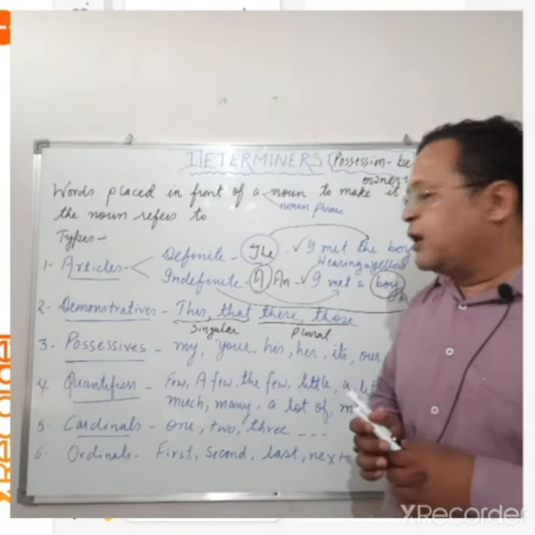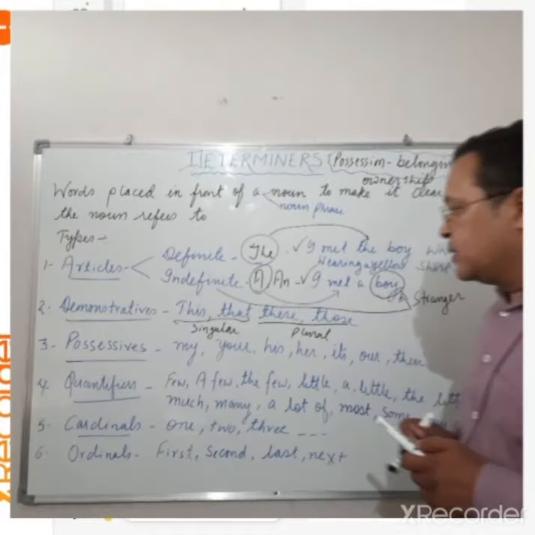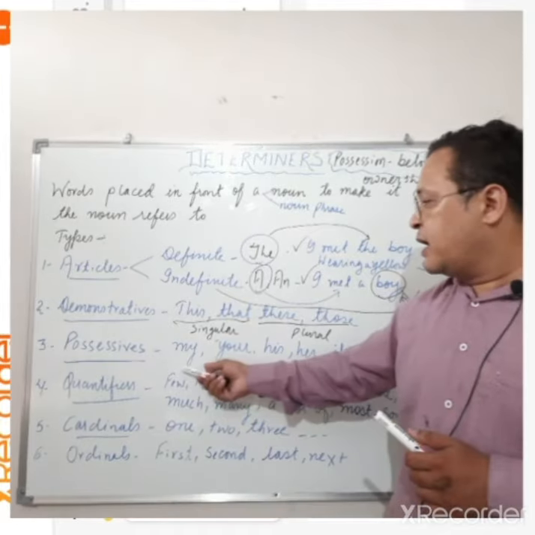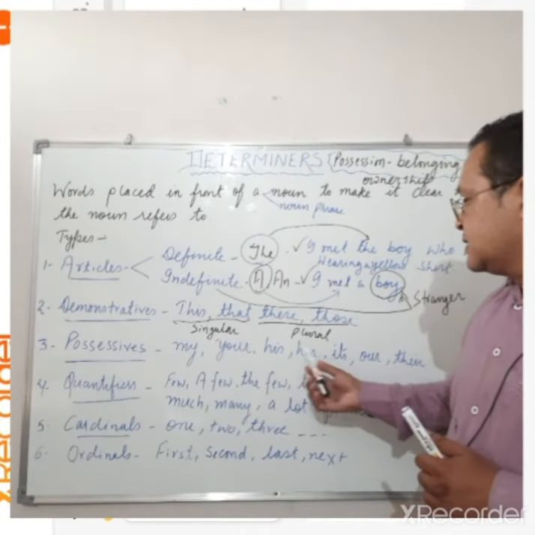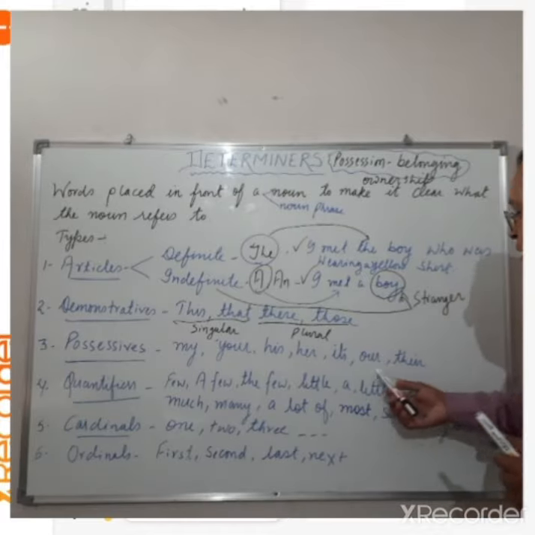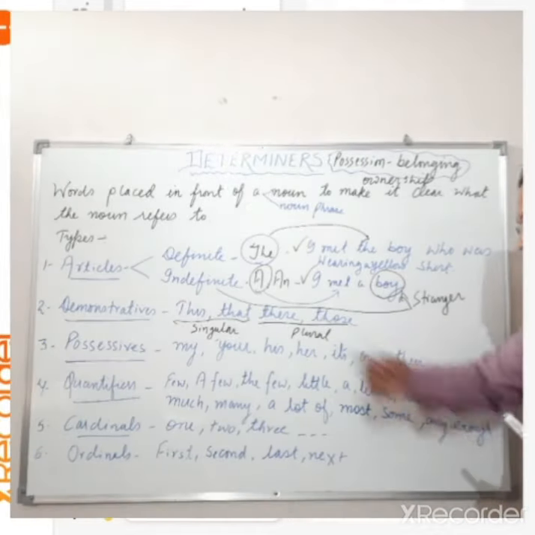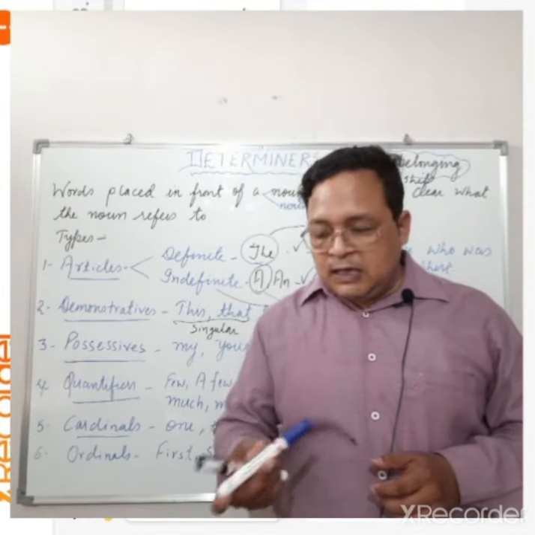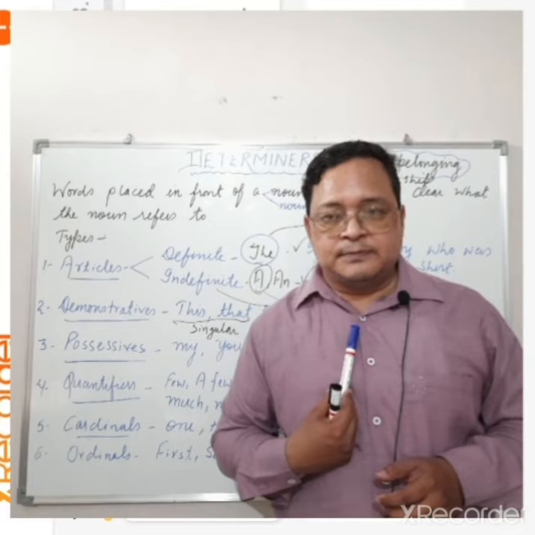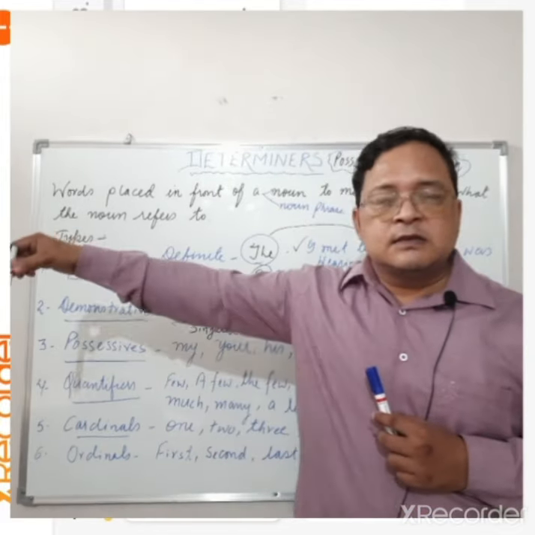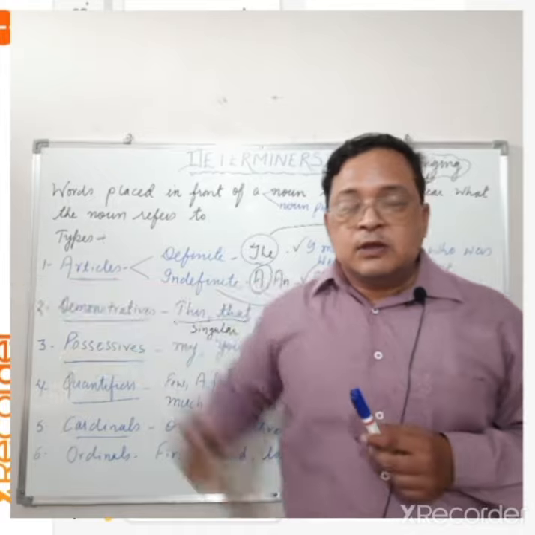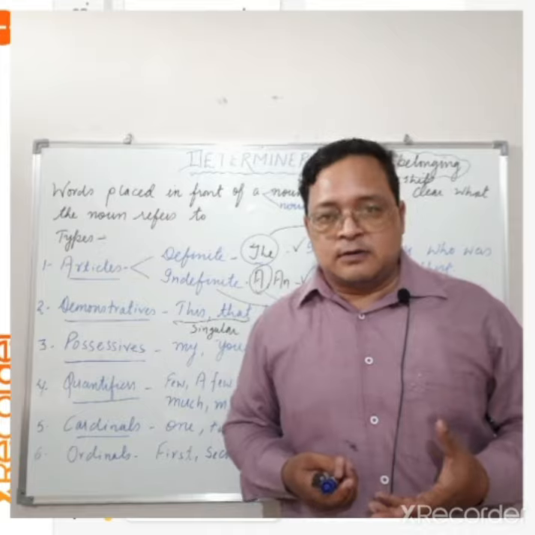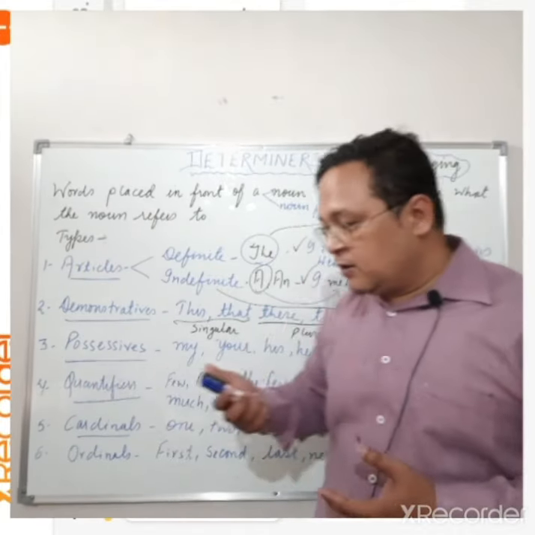possession or belonging. Alright children, so now here are the words which tell the possession: my, your, his, her, its, our, their. So these words tell us the possession. It is my marker, it is his marker. So these words tell the ownership, that who is the owner. So possessives tell the ownership.